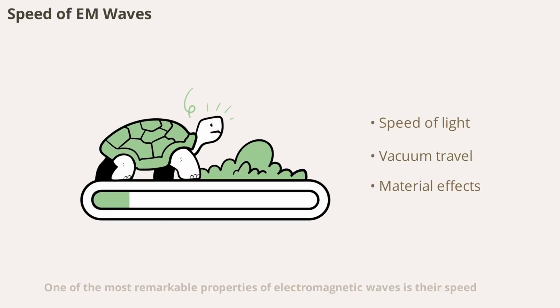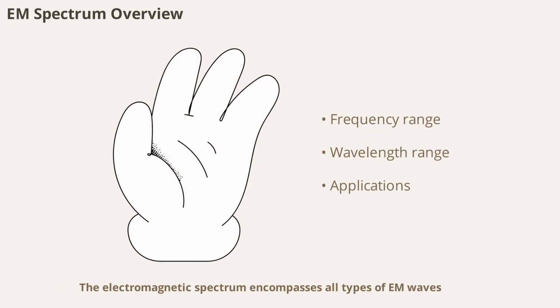One of the most remarkable properties of electromagnetic waves is their speed. In a vacuum, all EM waves travel at the speed of light, approximately 3 times 10^8 meters per second. This speed is determined by the electric permittivity and magnetic permeability of free space. In other media such as glass or water, EM waves slow down due to interactions with the material. The constancy of the speed of light in a vacuum is a cornerstone of modern physics and underpins many scientific theories.